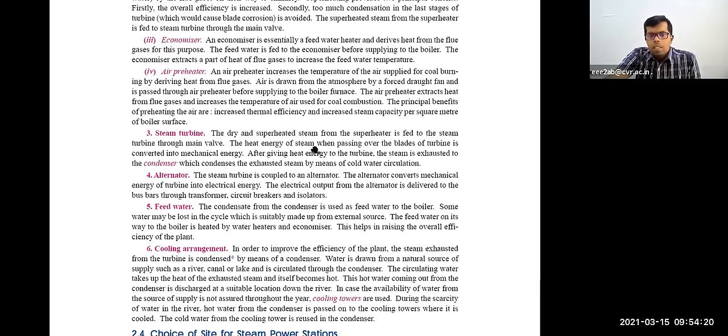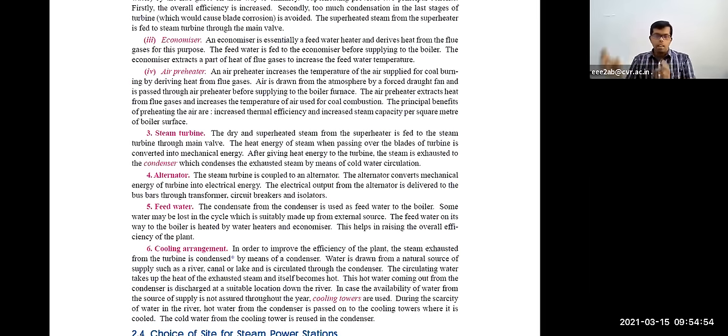The heat energy of the steam, when passing over the blades of the turbine, is converted into mechanical energy. So the superheated steam passes to the blades of the turbine and is converted into mechanical energy. That steam is hitting the turbine at some speed, say for example 100 kilometers per hour, 120 kilometers per hour, 150 kilometers per hour. It is hitting the blades.